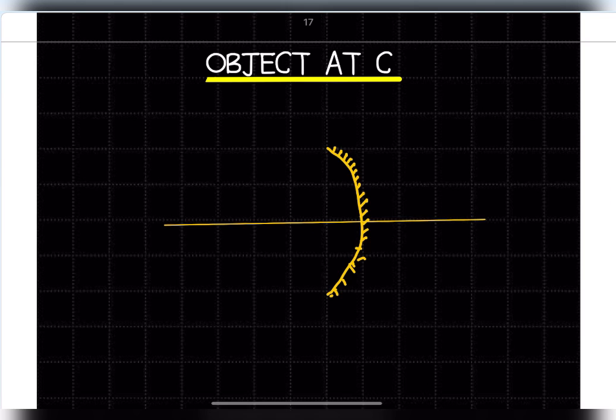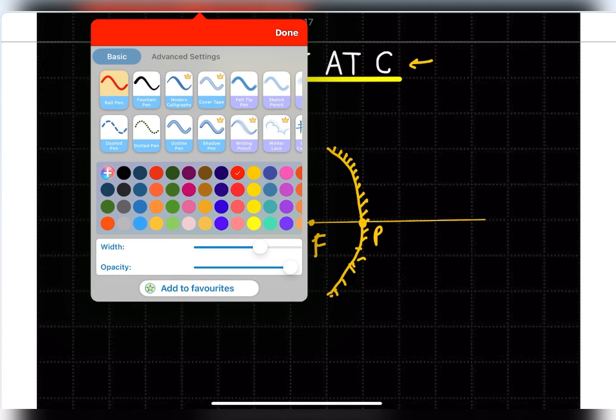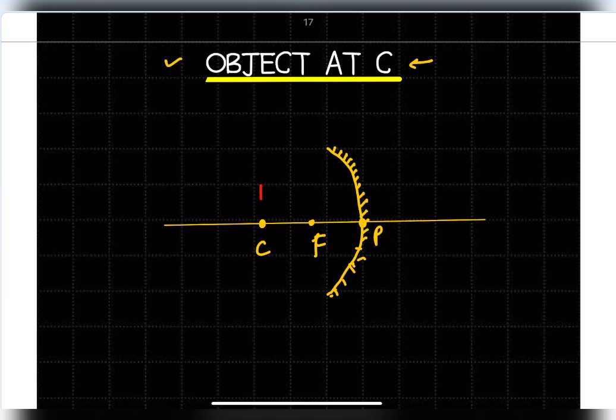Okay, now let's say this is my focus. Let's say this is my pole, this is my center of curvature. Now what the topic is saying, the topic is saying object is at C, right? It is at center of curvature. So let me make my object at center of curvature. Let's say my object is here, this is my object. Okay, now how to draw the ray diagram?